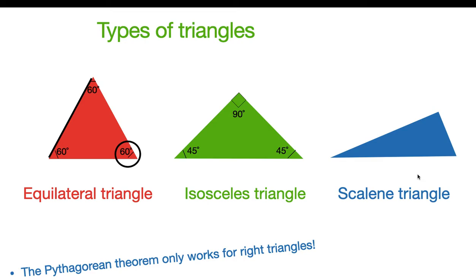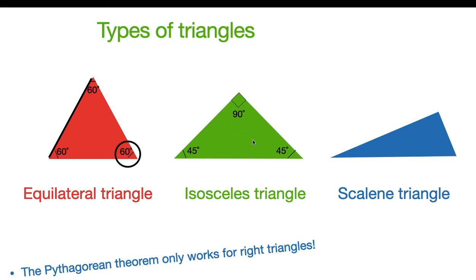And the Pythagorean theorem only works for right triangles. That is very important. It only works for right triangles. And equilateral triangles cannot be right triangles. They have to have 60 degrees. But isosceles triangles and scalene triangles can be right triangles. This one, in fact, is actually a right triangle. This isosceles triangle over here.